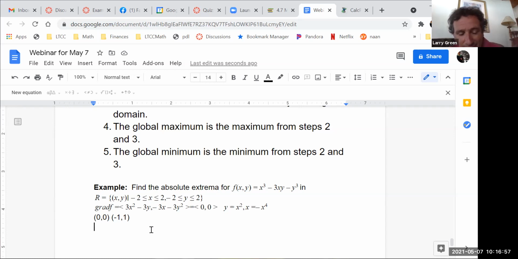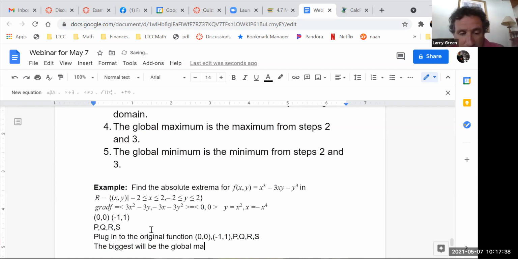So I'm just going to say P, Q, R, and S. Whatever those are, plug them into the original function: 0, 0, -1, 1, P, Q, R, S. The biggest will be the global maximum. The smallest will be the global minimum.